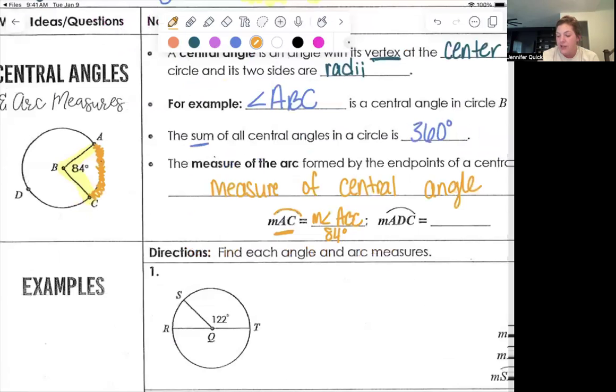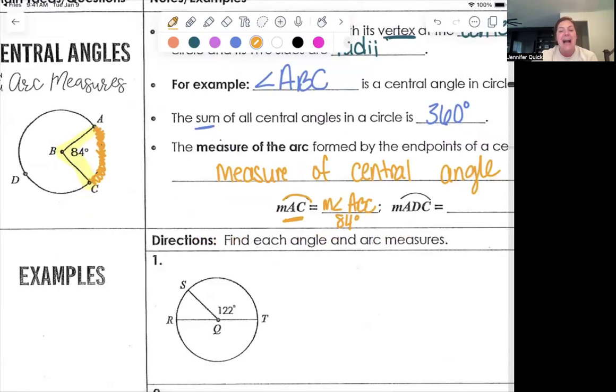So the measure of the arc is the exact same as the measure of the angle, so it's going to be 84 degrees. Okay, now, just like in, what do I remember from?